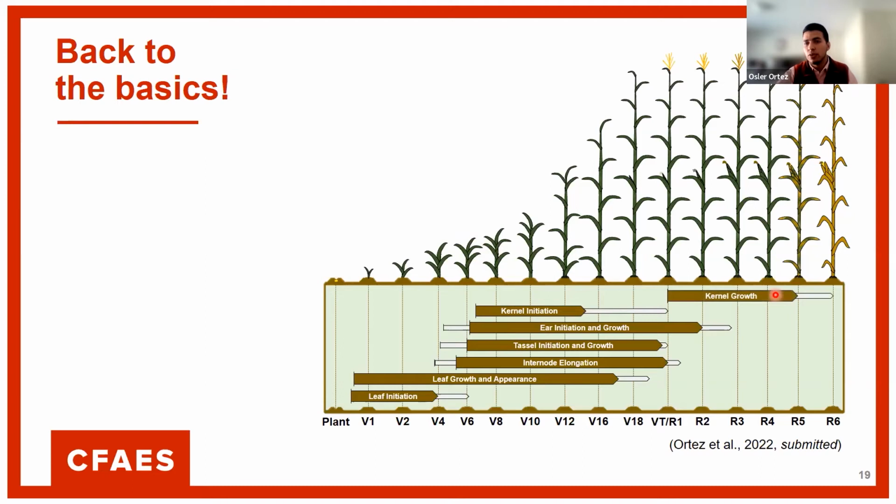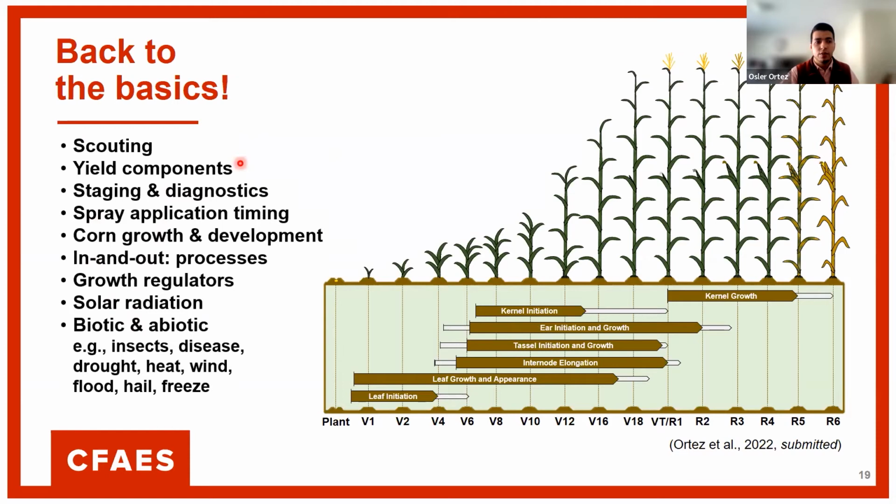So anything that happens within this time window, whether it is management, whether it is weather, whether it is chemical application, anything that we do, hopefully we do it correctly, and hopefully we are getting favorable conditions, because anything in the middle can affect our final results, yields, and profits. Some of the things that we need to keep in mind there: yield components are happening at different times. Field scouting is critical. The spray application timing, if we do it at the wrong time, we can have dramatic negative results. Growth regulators go up and down in the growing season. Solar radiation availability is critical for yield. We have biotic and abiotic stresses that can happen anytime, and that can give us some different outputs.